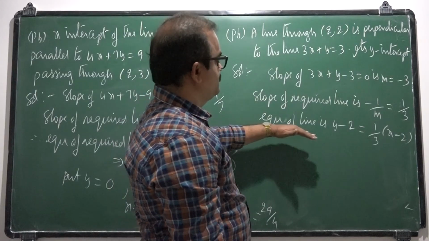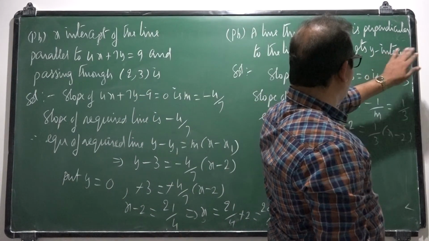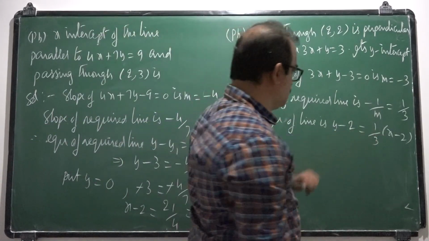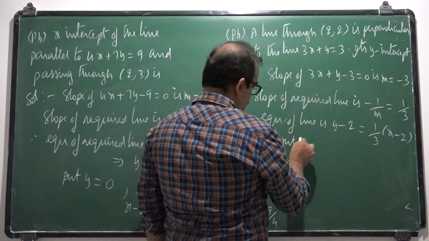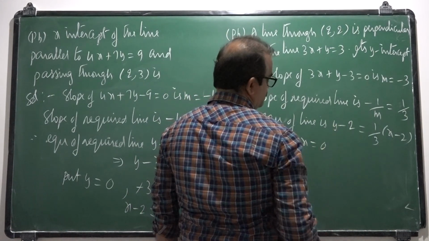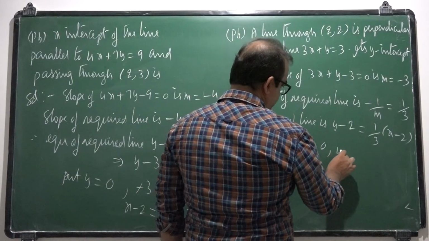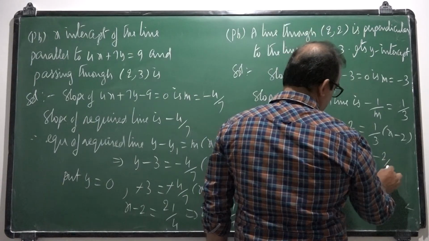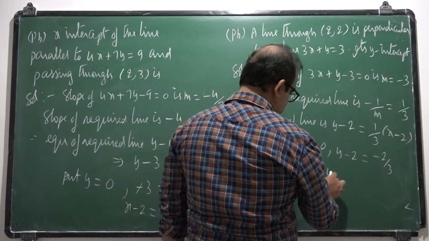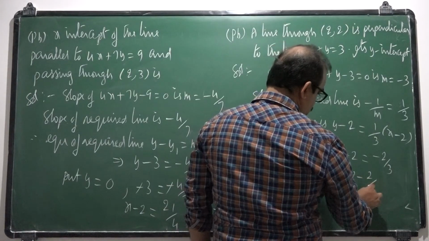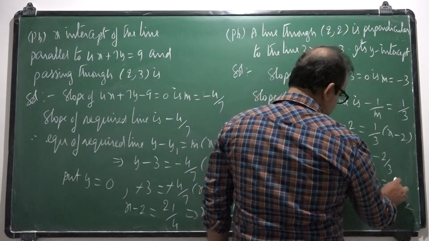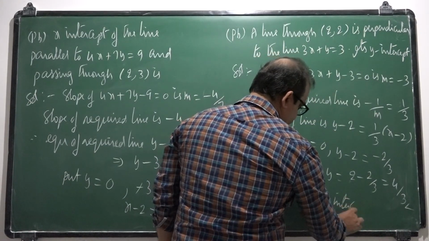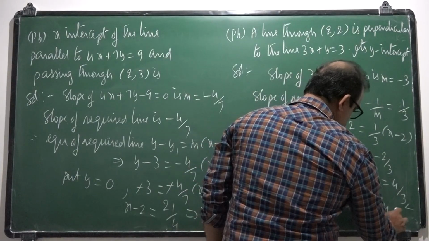To this line, we find the y-intercept. To get the y-intercept, you put x equal to 0. So, y - 2 = (1/3)(-2) = -2/3. From this, y = 2 - 2/3 = (6 - 2)/3 = 4/3. Therefore, the y-intercept is equal to 4 by 3.